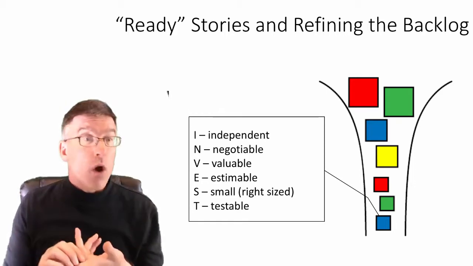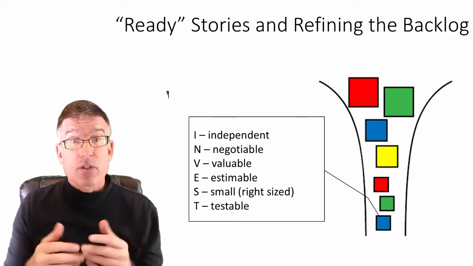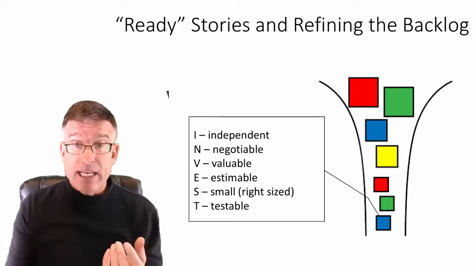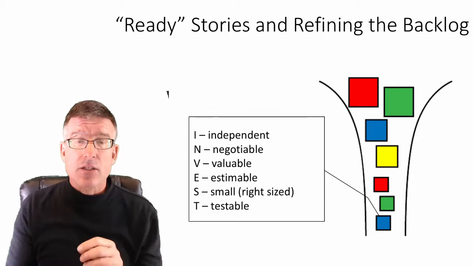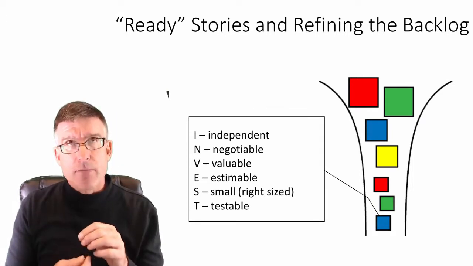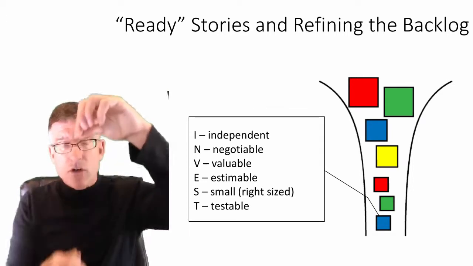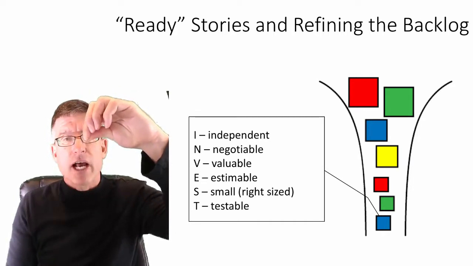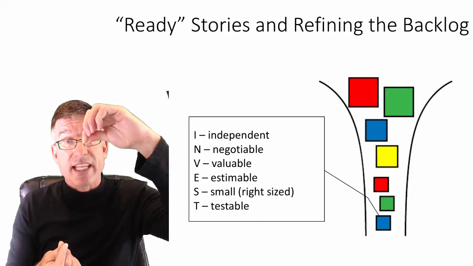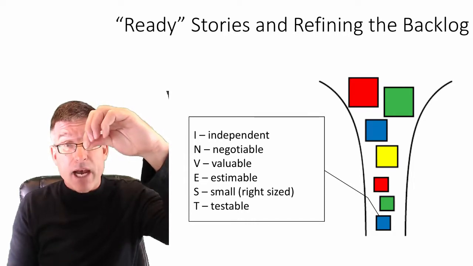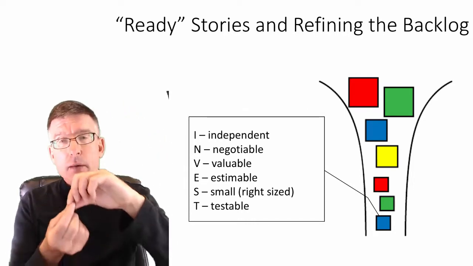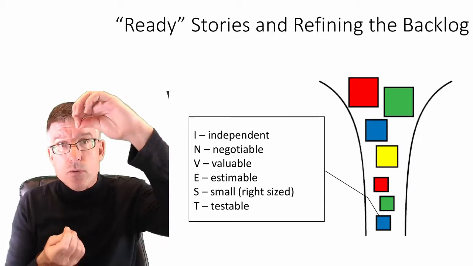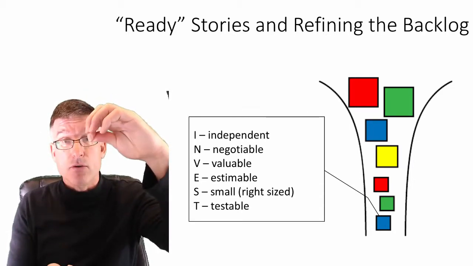Well, one of the attributes is the I for independent. Now, what that means is, remember, our strategy or our intent behind user stories is to deliver a thin, valuable slice of behavior or functionality to our stakeholders such that they can evaluate it and give us feedback. Well, that means a user story must be independent of other user stories.